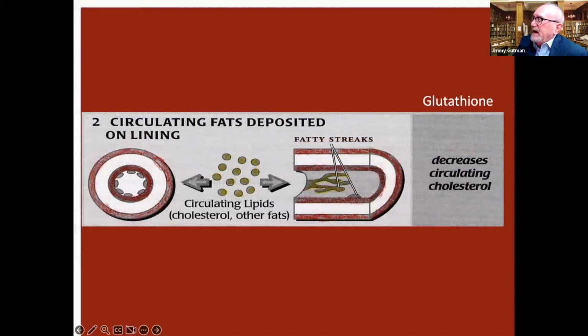We all have fats, or what we call lipids, that circulate in our blood. They're important for many actions, but too much of this fat can lead to deposition inside the arteries. These fats you've probably heard of, for example, cholesterol or triglycerides. Well, glutathione can lower minimally the level of cholesterol.